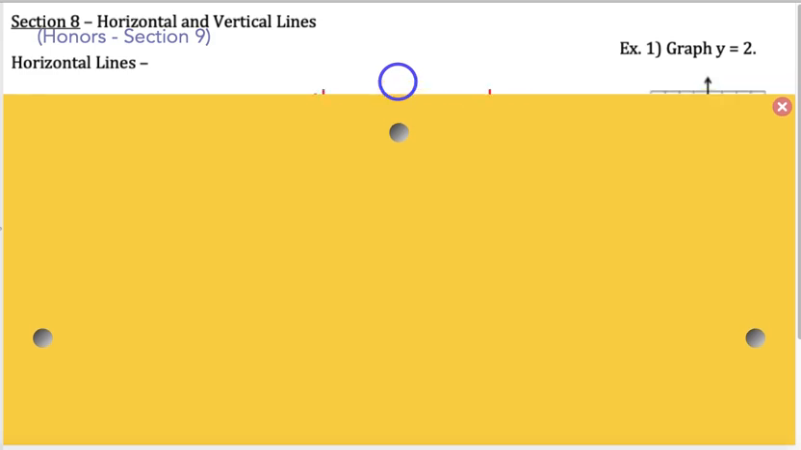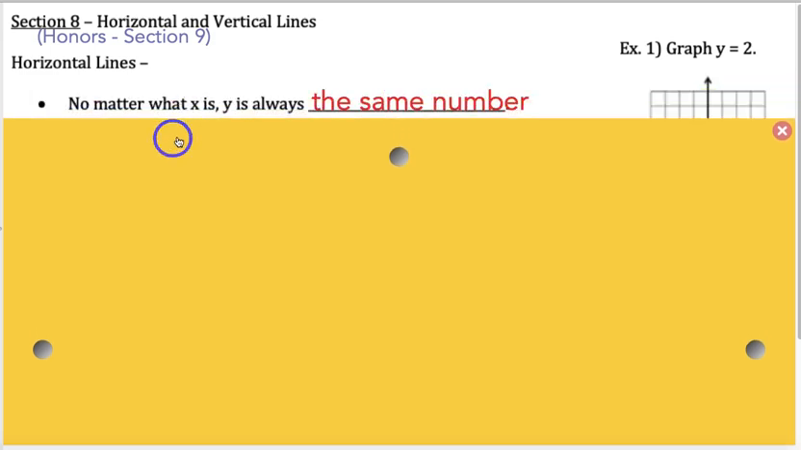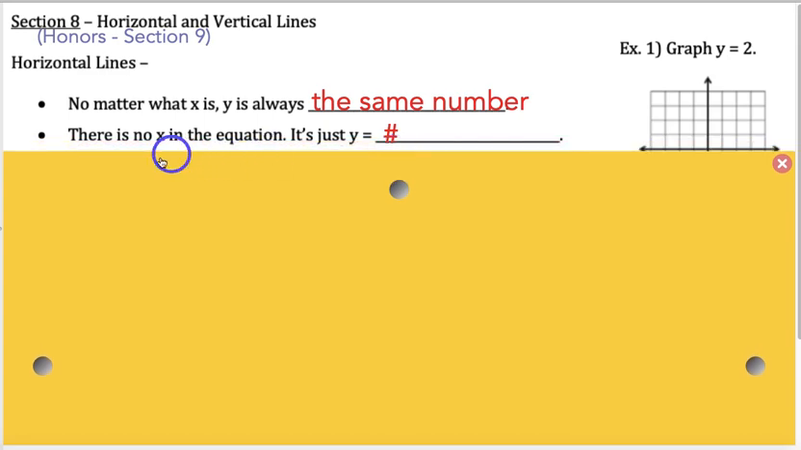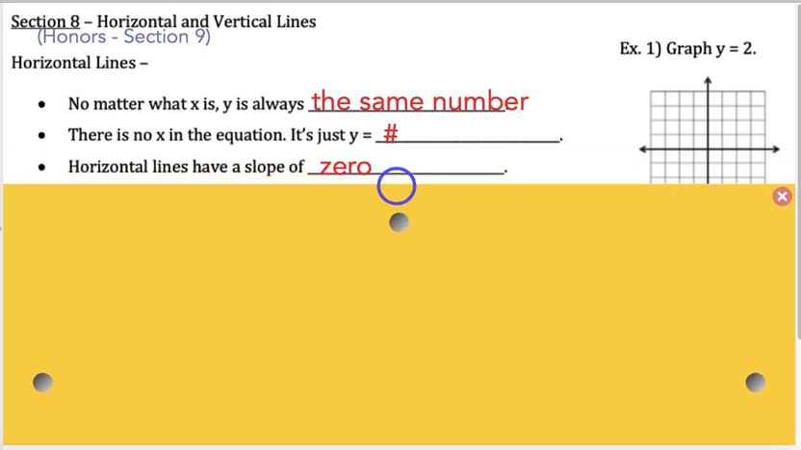Horizontal lines, no matter what the x is, the y is always the same number. There's no x in your equation. It is simply y equals the number that you're working with. And horizontal lines have a slope of 0.